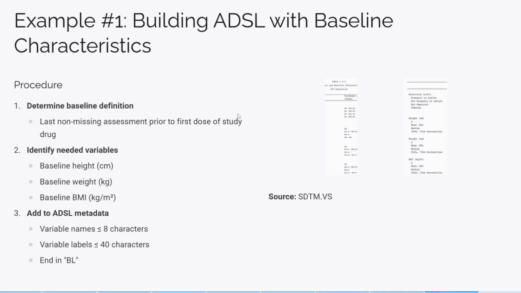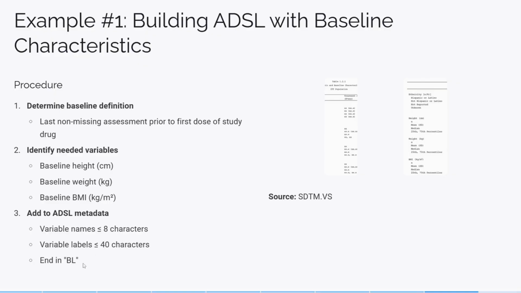So example 1, building ADSL with the baseline characteristics. The procedure: determine the baseline definition, the last non-missing assessment prior to the first dose of the study drug. So the baseline definition will be prior to the first dose of study drug, that would be the last non-missing assessment. So identify the needed variables: baseline height, baseline weight, baseline BMI, and ADSL metadata: variable names less than or equal to 8 characters, variable labels less than or equal to 40 characters.